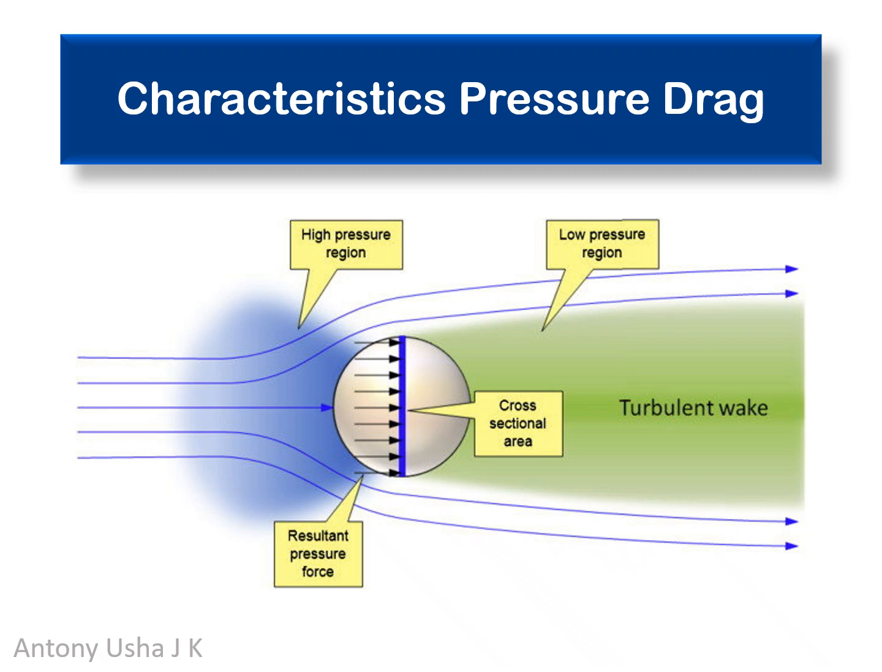The cross-sectional area facing the flow determines how much pressure is in front and how low the pressure is behind. This results in the large resistance it creates. Finally, the resultant pressure force is the net effect of high pressure in front and low pressure behind, which pushes the object backward.